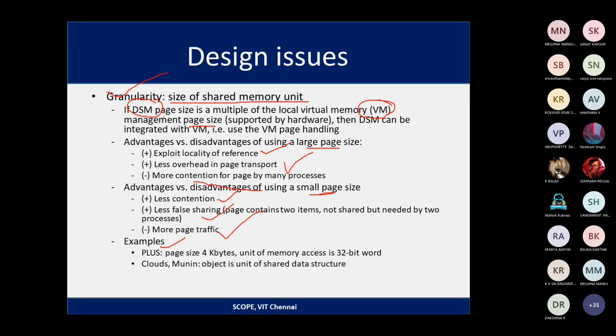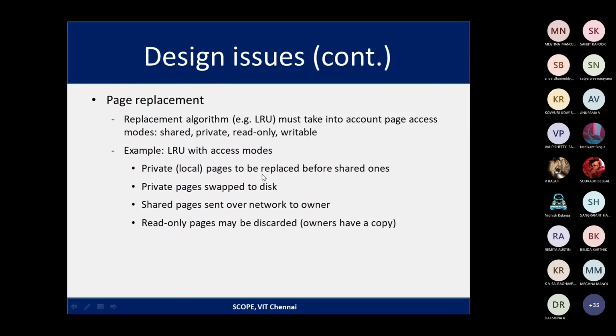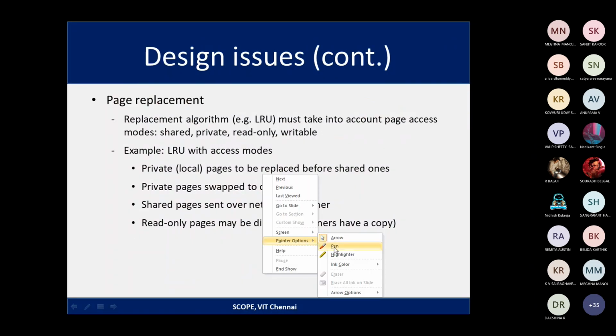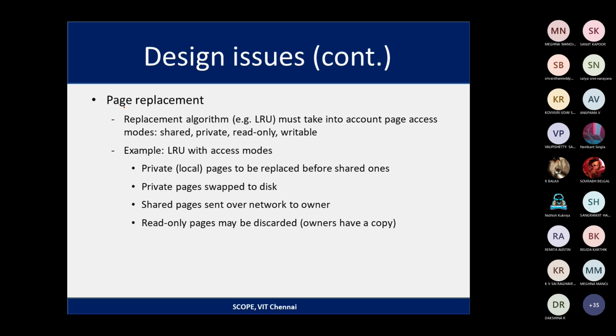Examples we can take are Plus, Clouds and Munin. In Plus, the page size is 4 kilobytes and the unit of memory access is a 32-bit word. In Clouds and Munin, the object we are taking is the unit of shared data structure. Then the next design issue we have to consider is page replacement.